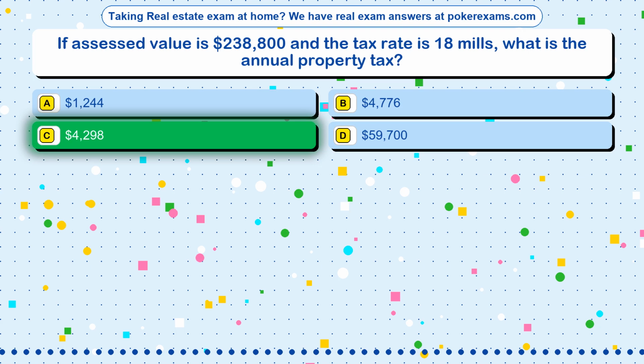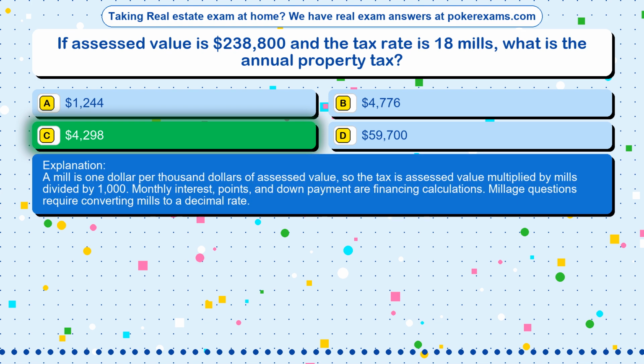The correct answer is option C, $4,298. A mil is $1 per $1,000 of assessed value, so the tax is assessed value multiplied by mils divided by 1,000. Monthly interest, points, and down payment are financing calculations. Millage questions require converting mils to a decimal rate.